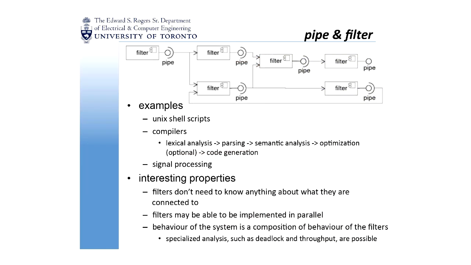The pipe and filter style is common in Unix shell scripts and compilers. In a compiler, lexical analysis leads to parsing, then semantic analysis, and finally code generation. The beauty of this style is that filters are independent. They don't need to know what they are connected to. This allows for parallel implementation and specialized analysis, such as checking for deadlocks or calculating system throughput.